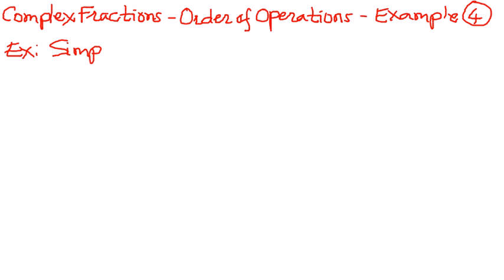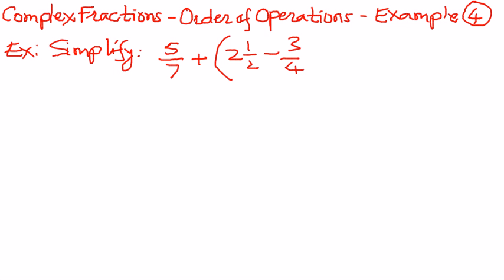Simplify 5 over 7 plus, open parenthesis, 2 and 1/2 minus 3 over 4, this whole thing divided by 1 over 4 raised to the power of 2. So this is what we have. So now we want to be able to simplify this following these steps.